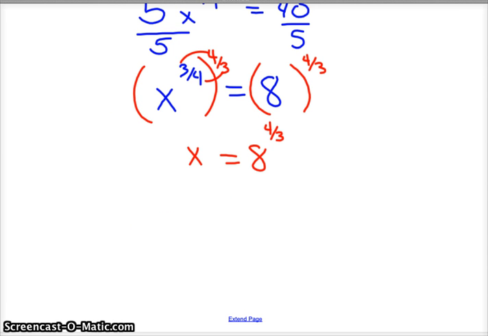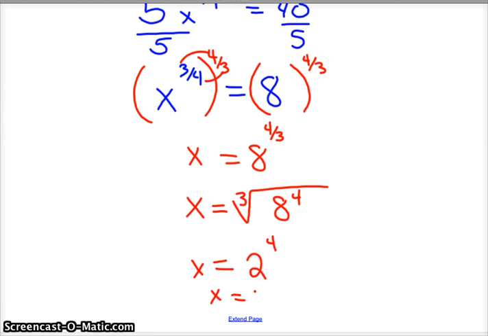Okay. Now, if you remember rational exponents, and we'll spend a lot of time with these later in the year, that is written as the cube root of 8 to the 4th power. Well, we know the cube root of 8 is 2, and 2 to the 4th power is 16. Okay, so good review of rational exponents in that case.